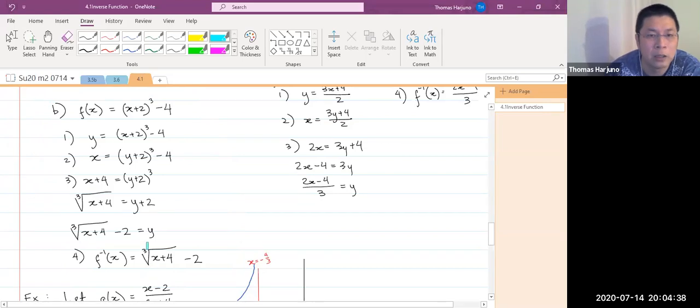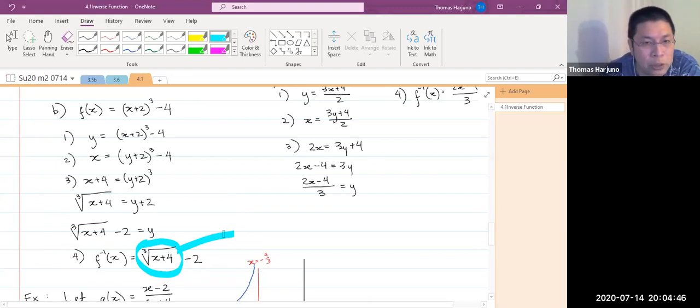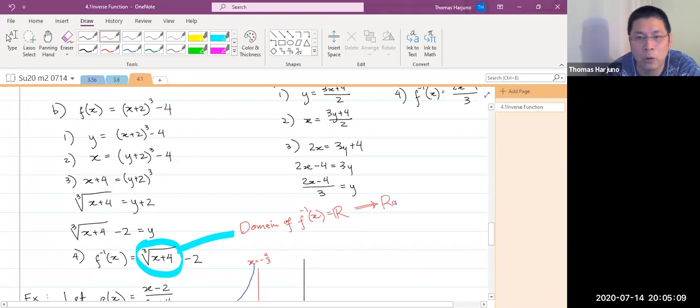Now, to find the range of that function, we look at the domain of the inverse. The inverse is a cube root, so there's no restriction on the radicand. X plus 4 can be positive, can be negative. So the domain of f inverse x is all real numbers, which means, therefore, the range of the original function will also be all real numbers.